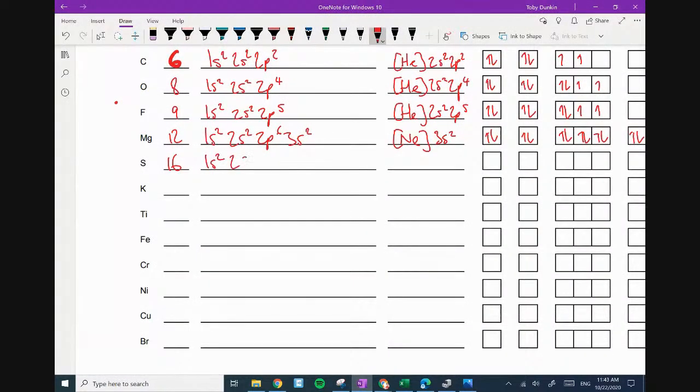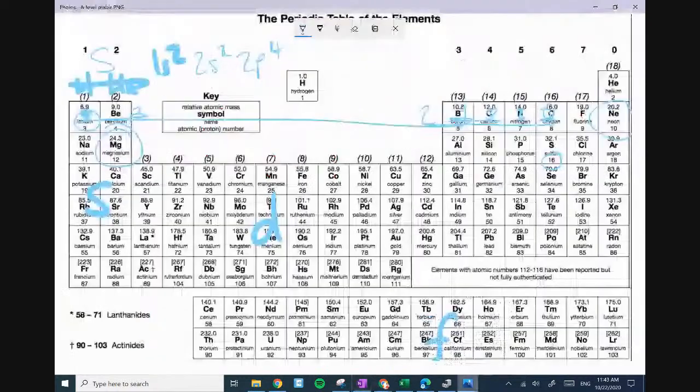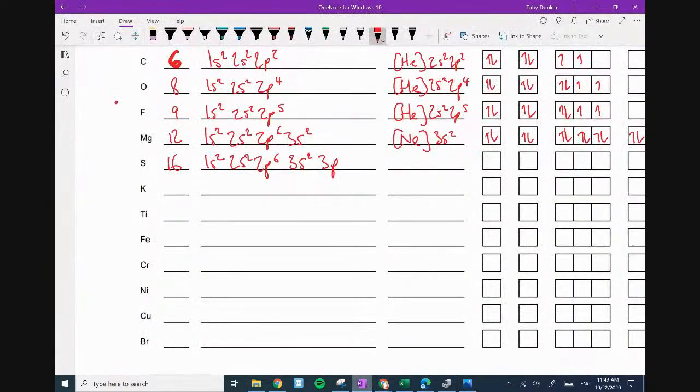1s2, back to the beginning. 2s2, skip over to the p block. 2p6, back to the beginning. 3s2, skip over. 3p, now I'm going to count them. 1, 2, 3, 4, and I'm done.